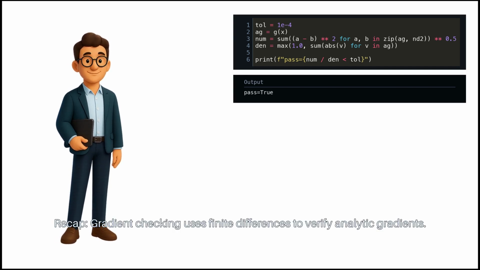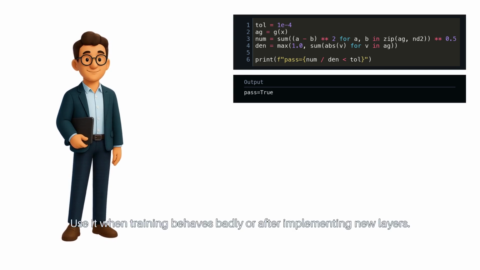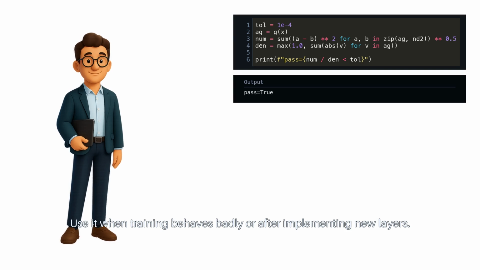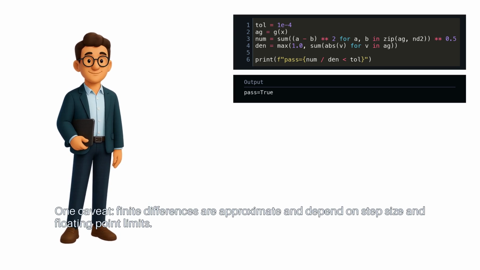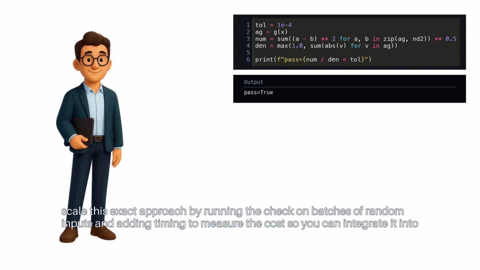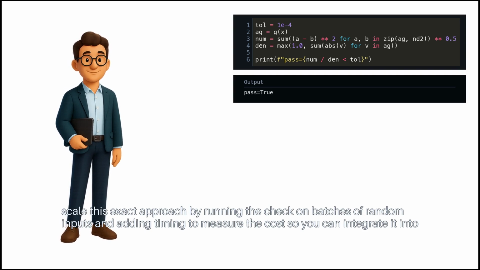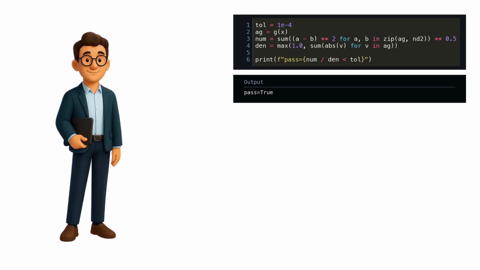Recap. Gradient checking uses finite differences to verify analytic gradients. Use it when training behaves badly or after implementing new layers. One caveat: finite differences are approximate and depend on step size and floating point limits. Next step: scale this exact approach by running the check on batches of random inputs and adding timing to measure the cost so you can integrate it into continuous integration.